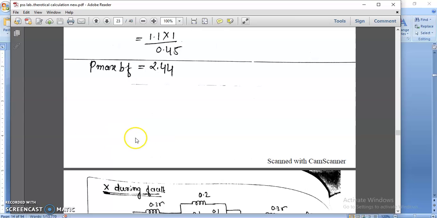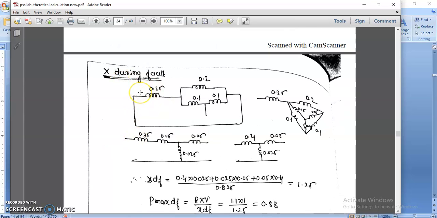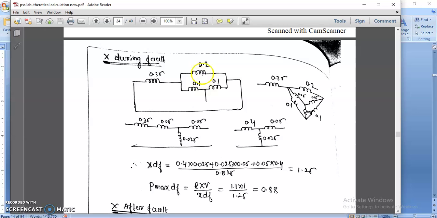Once we got this power, now during the fault you have to find what the reactance is. They told that on any one of the transmission lines the fault has happened. If the fault happened in the middle, it will obviously divide, so I'll divide 0.2 into 0.1 and 0.1. Now I'll redraw this diagram in delta form: this is 0.2 here, and 0.1 and 0.1 here. I'll convert it into star.